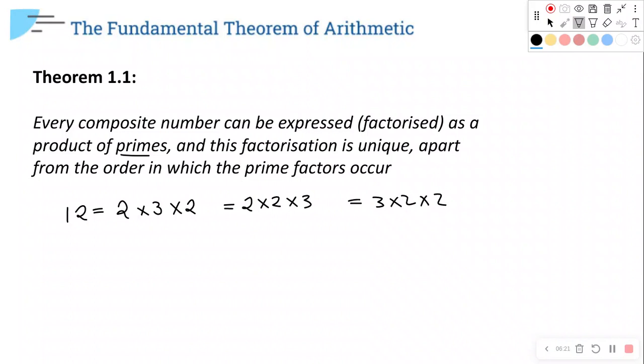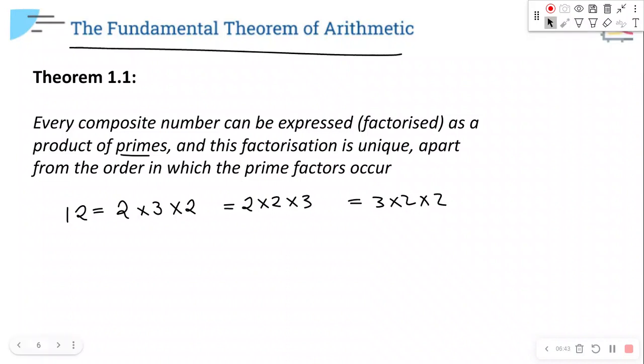So every number's prime factorization is unique. No two numbers will have the same factorization. Unique means it is always unique and no one else will have the same one. If you change the order, that's fine, but always the same numbers will occur. That becomes your fundamental theorem of arithmetic.